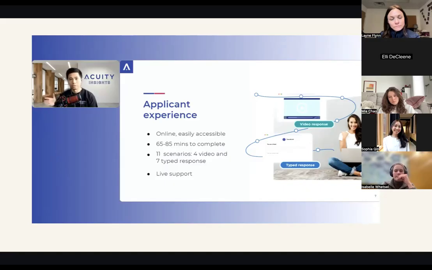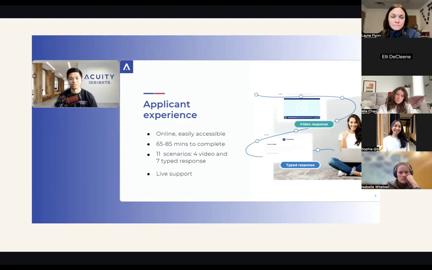Then you move on to the typed response section, where you type your responses. And those will have 4 video-based scenarios, so you watch 4 videos, and 3 word-based scenarios. Again, all of those are in completely random order for you. You start off with the video response section first, and once you've finished all those, then you move on to the typed responses.